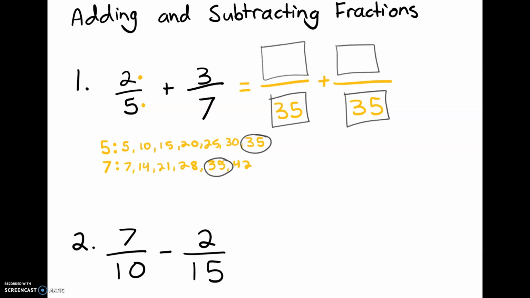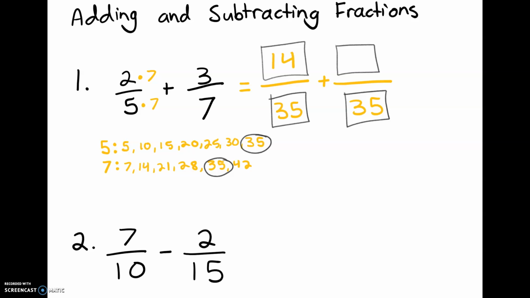I know we want 5 to become 35. So I say, 5 times what number equals 35? It's going to be 5 times 7. So we're going to multiply both of those by 7. 5 times 7 on the bottom gave us 35. 2 times 7 gives us 14 on the top.